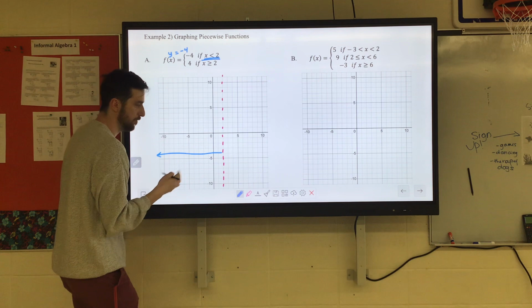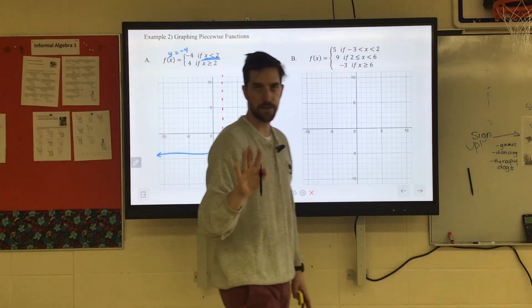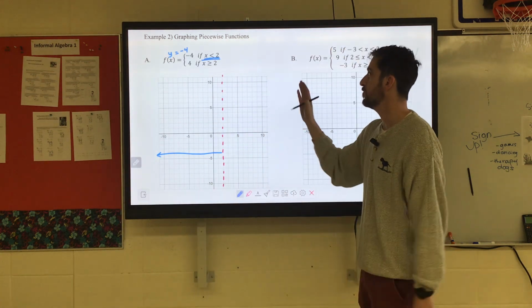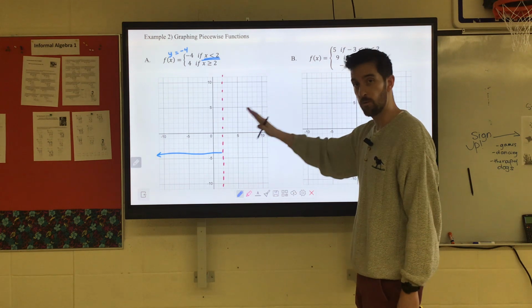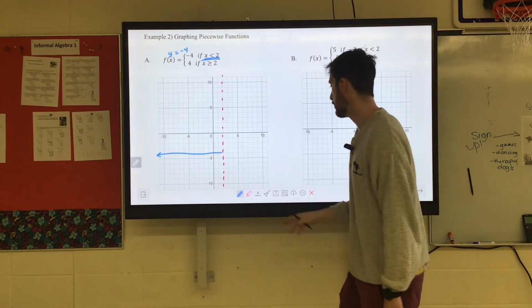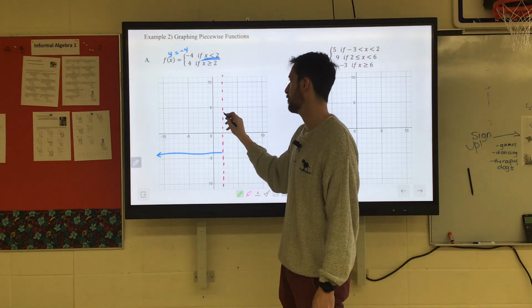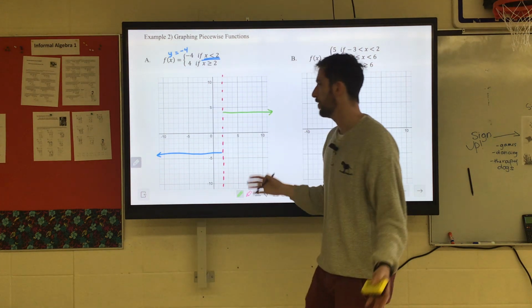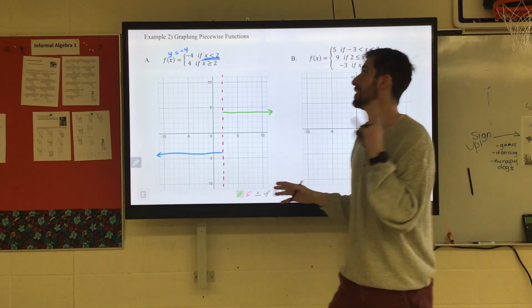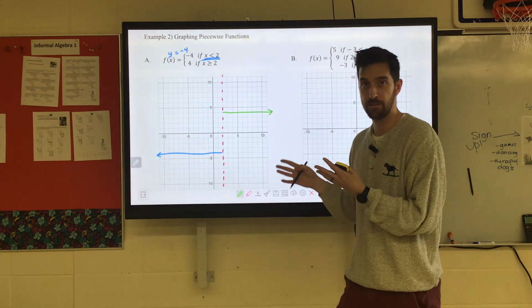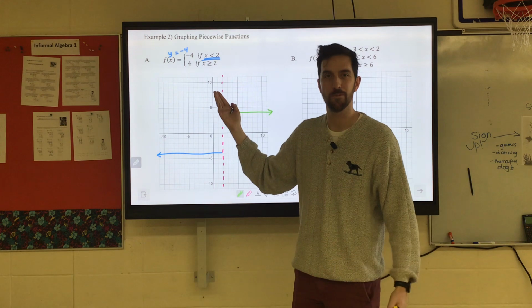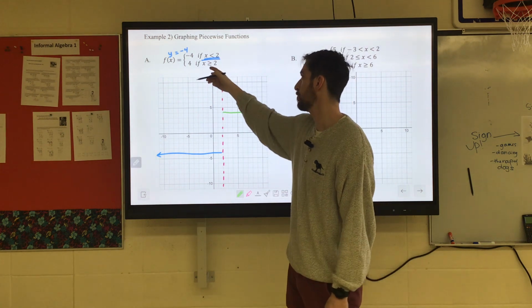It would go on forever to the left, great, and we'll come back to that. Now, as soon as it hits 2, it's greater than or equal to 2, we're going over to this new equation, which is y equals positive 4. So it's going to jump up to positive 4. That's it. Now, what if it's exactly 2? Which one would it belong to? Well, you go with the equal one, the greater than or equal to, which is this positive 2.